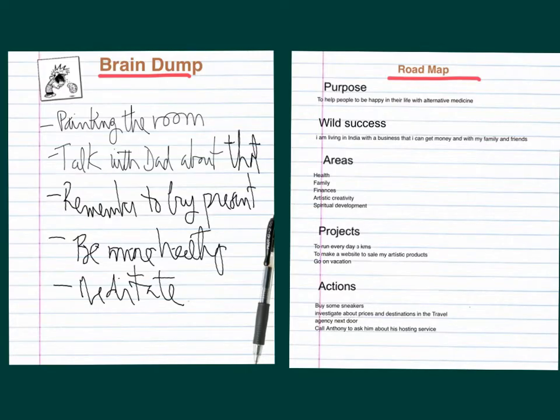When you have your brain dump written down, then you can use the roadmap that we did in the last video, and everything that you wrote down has a place in this roadmap. Either it's a statement of purpose, it's an area, it's a project, or it's an action.